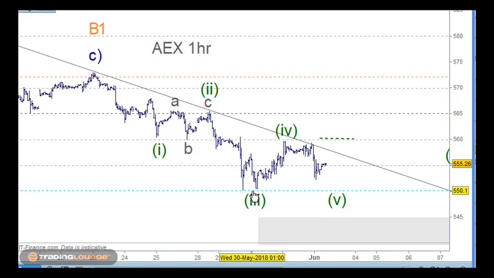So either 4 and 5 here for the third wave, all of this for the 4th wave, and we still got to move down to go here for the 5th wave here. But at the same time, if I take this count here, then it does look rather impulsive to the upside. So at the 560 area here, then we'd need to be long above here.